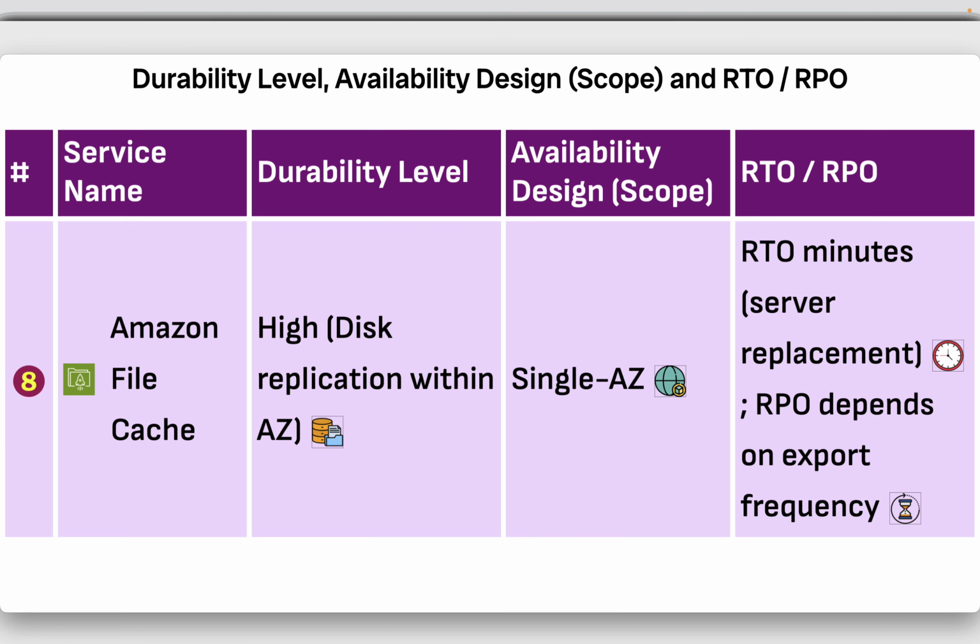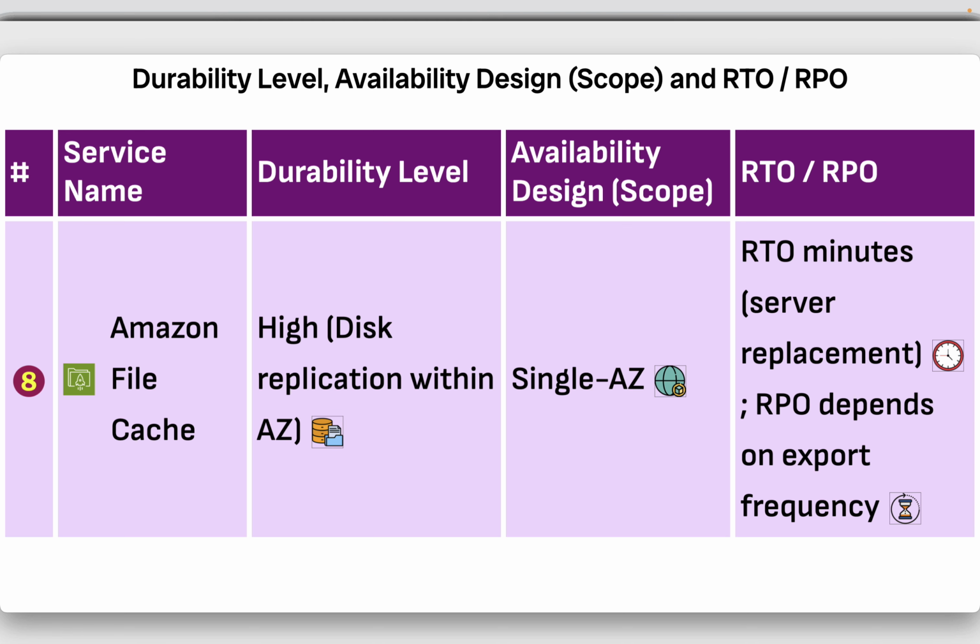Amazon File Cache, durability is high, disk replication within AZ. Availability design is single AZ. So this is again a single AZ service, similar to EBS. It's not a regional service, so data will be only in one single availability zone. RTO is in minutes. Server replacement you have to do.